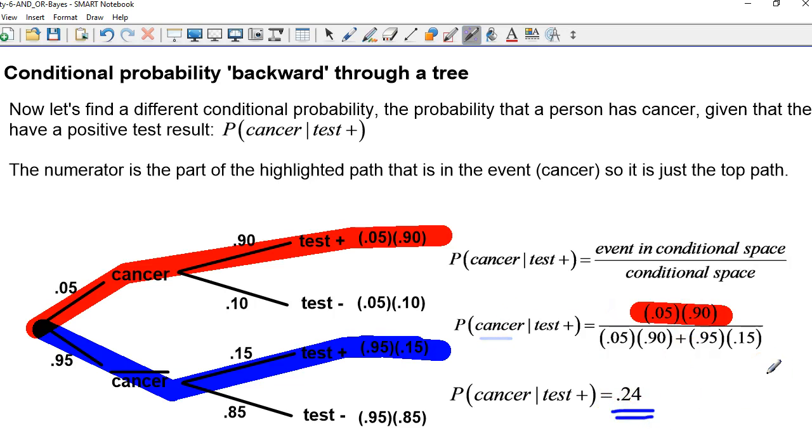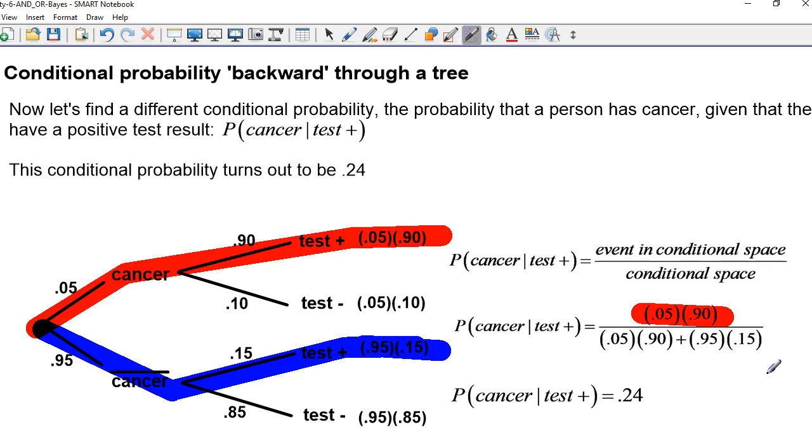So that's interesting. Just in and of itself, that's interesting, right? Because if you think about that, if somebody tests positive, this test is supposed to find cancer 90% of the time. But if you have a positive test result, there's only a 24% chance that you actually have cancer. Is that surprising? To most people, that is very surprising.